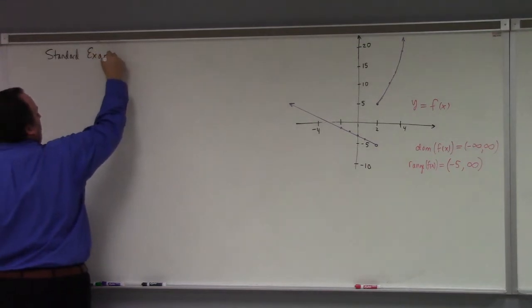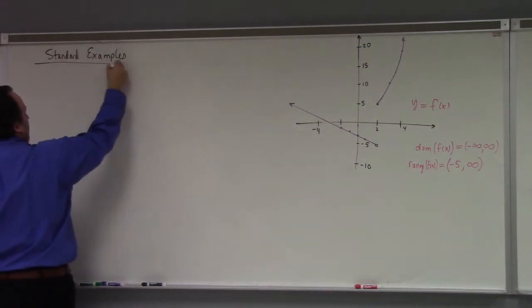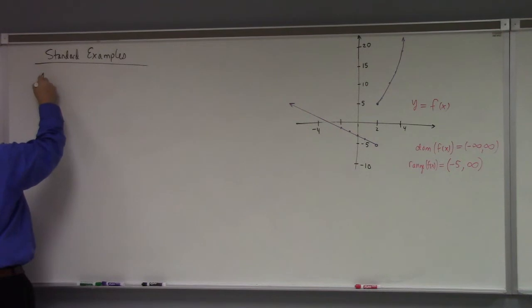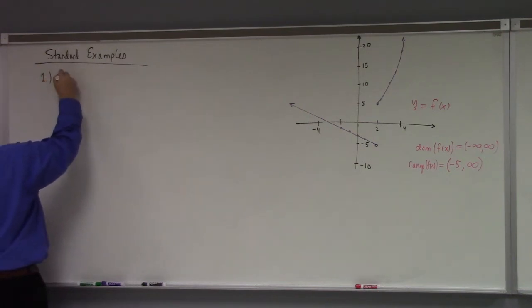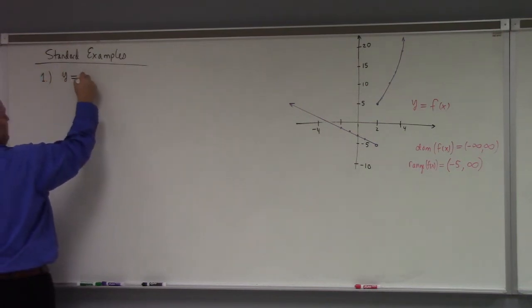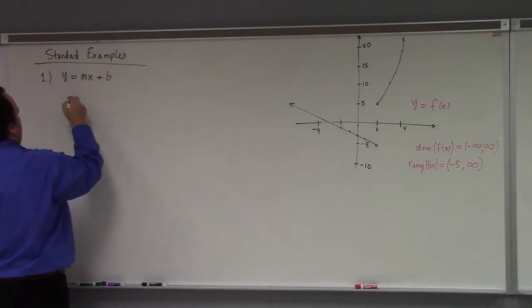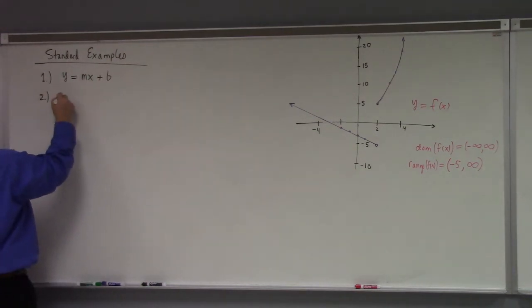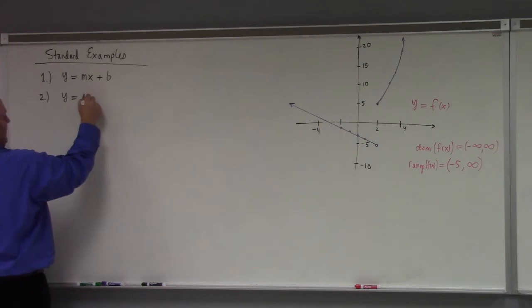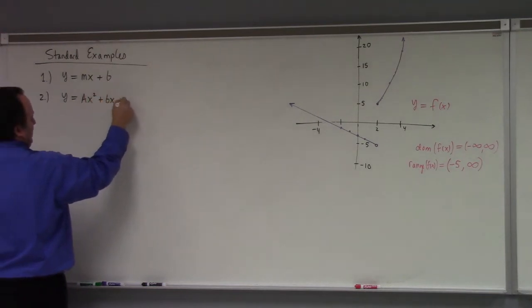So I'm just going to rattle off a list and show you what they look like without a lot of proof or anything like that, okay? So first of all, you've got y equals mx plus b, right? Second of all, you've got y equals ax squared plus bx plus c, you know?